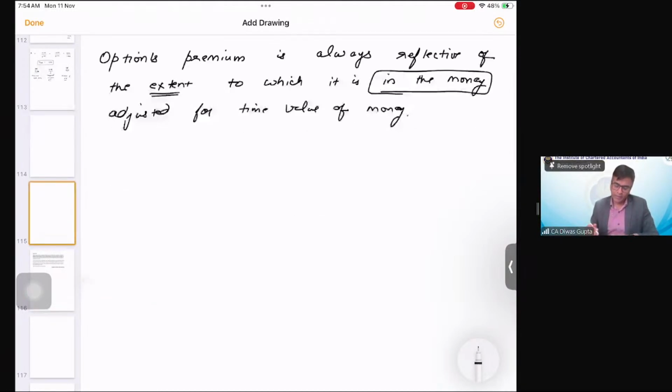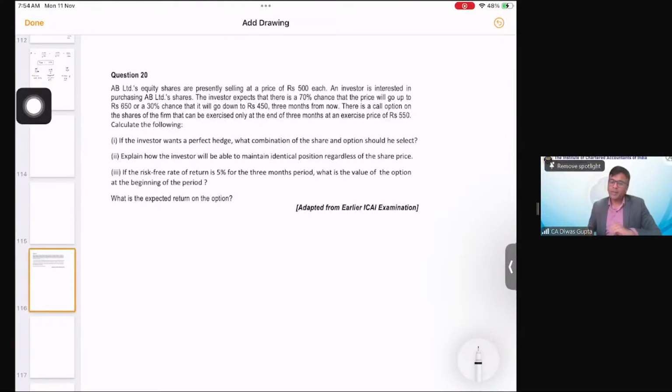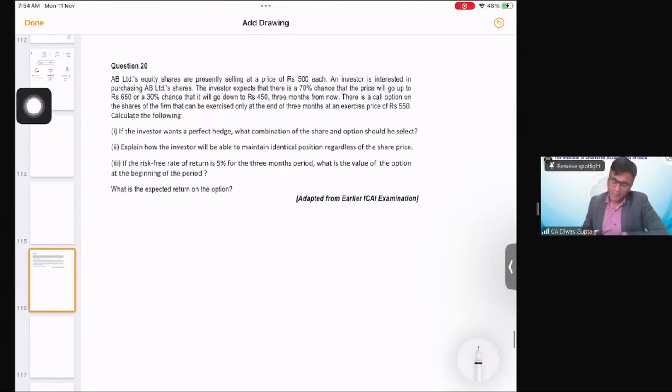Question number 20. AB Limited's equity shares are presently selling at a price of rupees 500 each. An investor is interested in purchasing AB Limited's shares. The investor expects that there is a 70% chance that the price will go up to rupees 650 or a 30% chance that it will go down to rupees 450. So they have given us the probabilities also along with the two different possibilities of price going up and down.